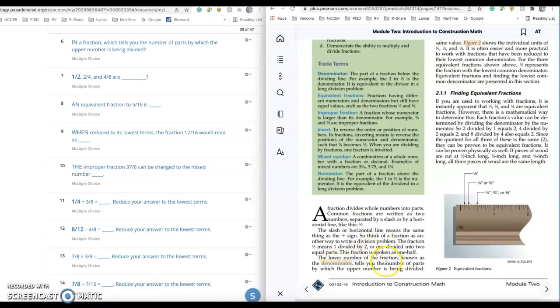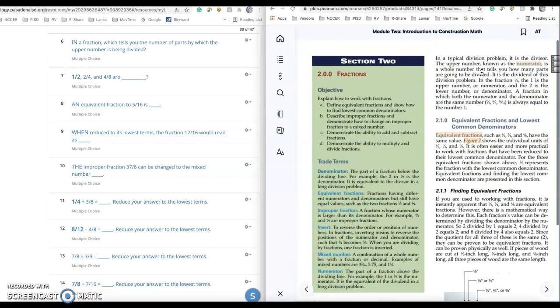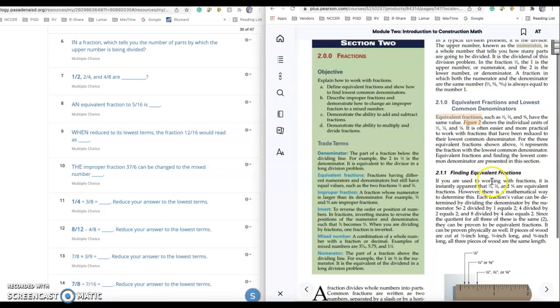The lower number is known as the denominator, and you need to know that the upper number is known as the numerator. For example, in the fraction 1/2, the 1 is the upper number, the numerator. 2 is the lower number, the denominator.